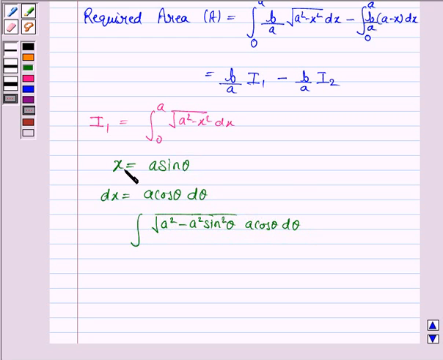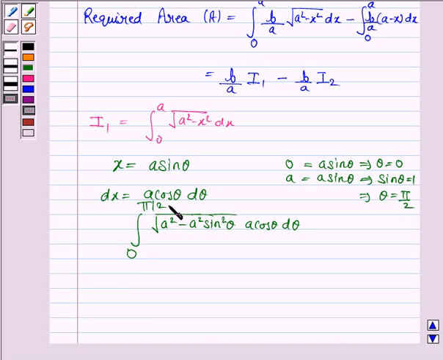Now, as we substitute x is equal to a sine theta, limits will change in terms of theta. So, if x is 0, then a sine theta is equal to 0, and this implies theta is equal to 0, and if x is equal to a, then a is equal to a sine theta, and this implies sine theta is equal to 1, and this again implies theta is equal to pi by 2. So here theta takes the lower limit as 0 and the upper limit as pi by 2.